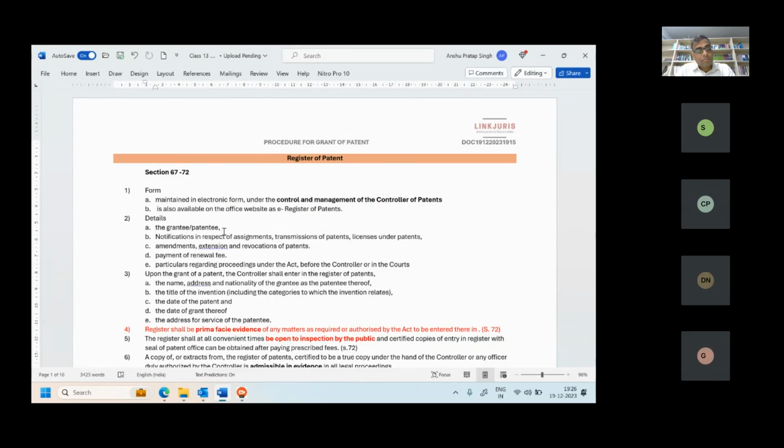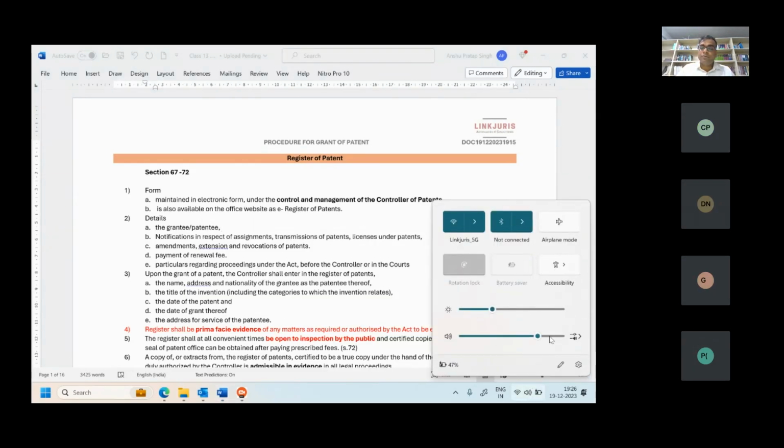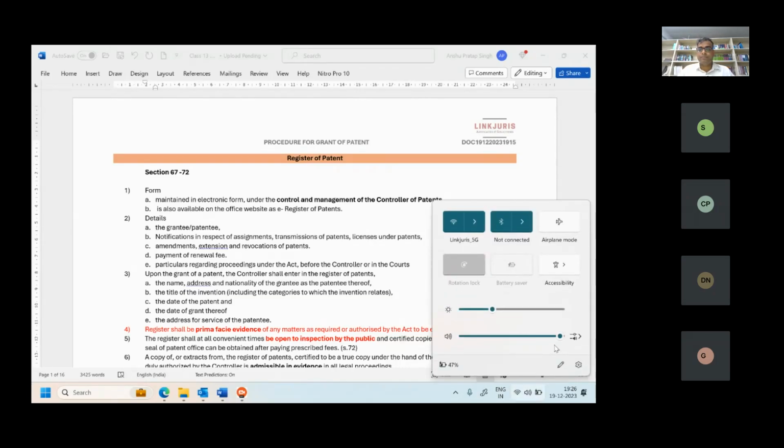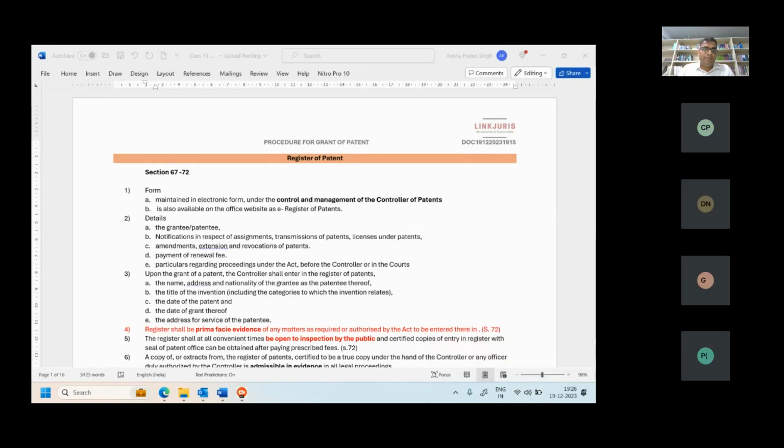The grantee can be the applicant, while the patentee is the person who has invented the invention. Sorry? I could not hear you properly. Can you say again? So the grantee is the person who can be an applicant or the inventor also, but the patentee is the person in whose name the patent has been registered. The inventor. Okay. Let me ask you one question. Does the inventor get the patent in India?